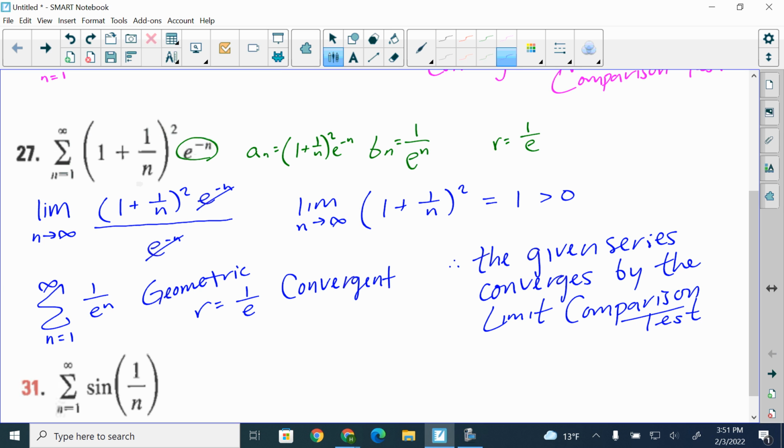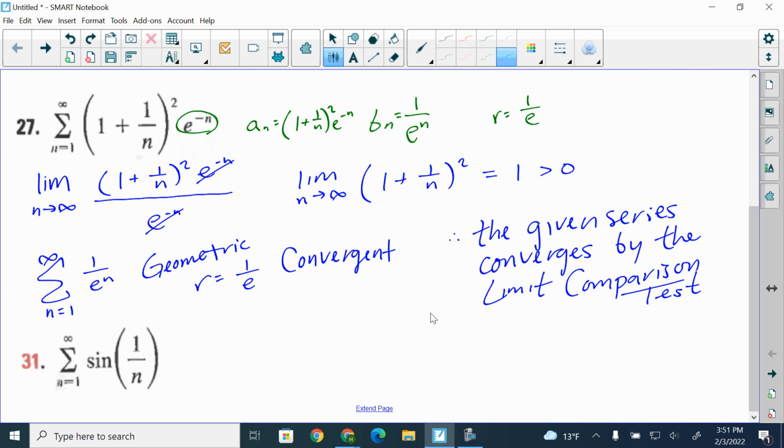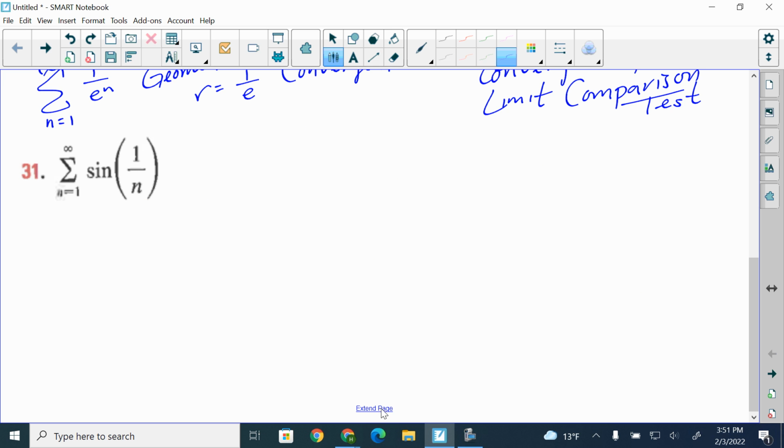So these, we're going to use a comparison test when you see something like sine of 1 over n or cosine of 1 over n or something like that. So I am going to just compare to what's in here. So my a sub n is that sine of 1 over n. And my b sub n is just 1 over n. Now, I know that this is just a p-series, p equals 1, divergent.